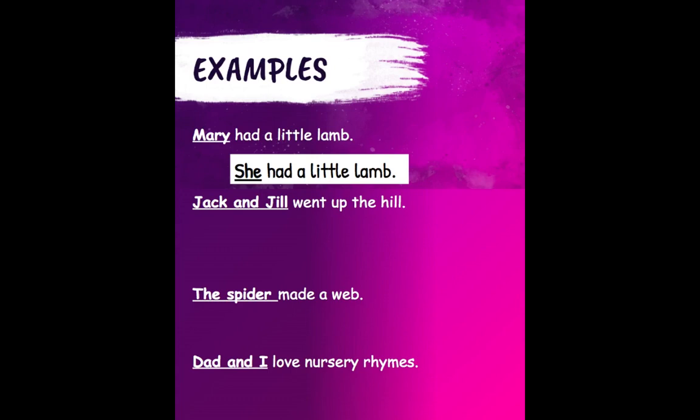It says, Jack and Jill went up the hill. So the underlined phrase is what we're going to replace. Now, remember, we said it could be a noun or nouns. So if you look at number 2, you'll see that Jack and Jill, we're talking about two people.